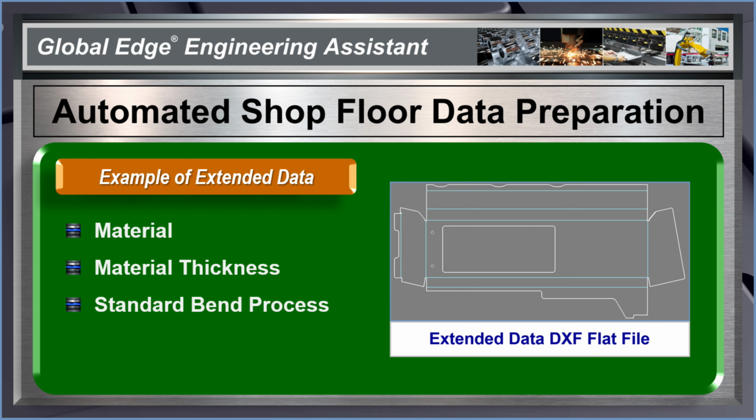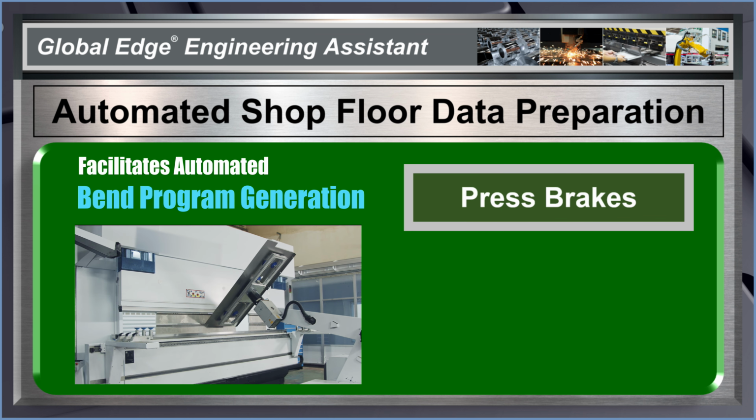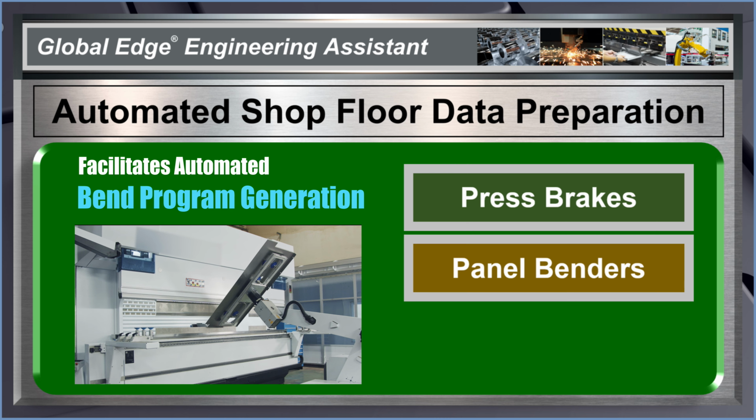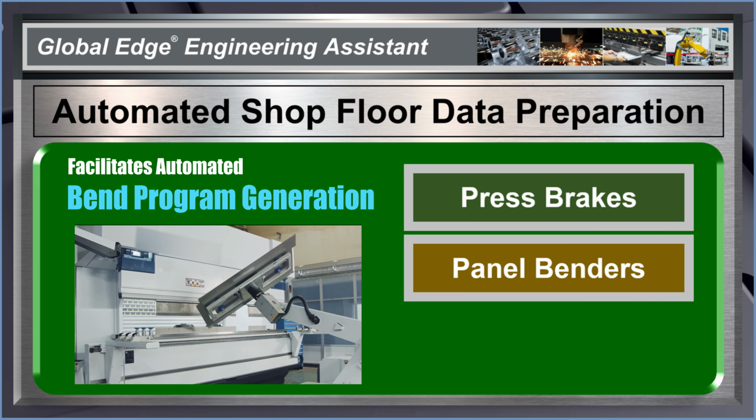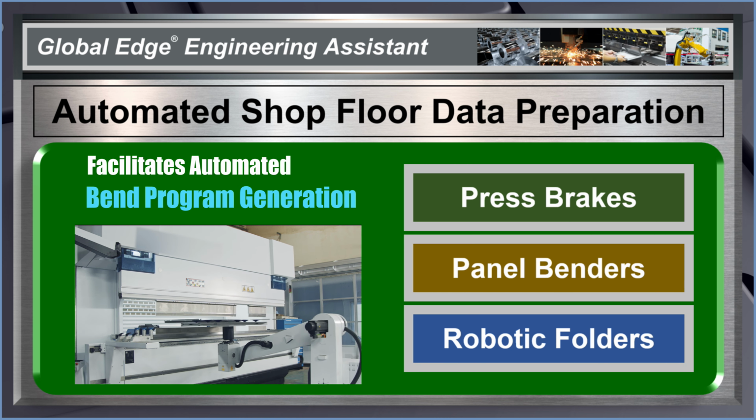thickness, the standard bend process that matches the parameters of each sheet metal part. This also includes the tooling based on the matching standard bend process. Global Edge provides the capability to store your standard bend processes and automatically translate this information to drive your CAM bending software. This includes each of your press brakes, panel benders, and robotic folders.